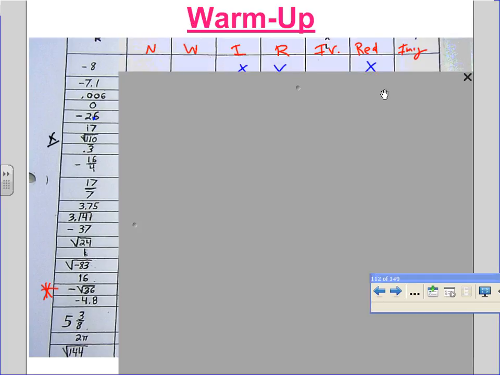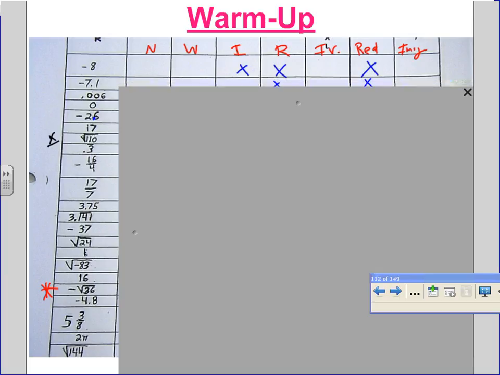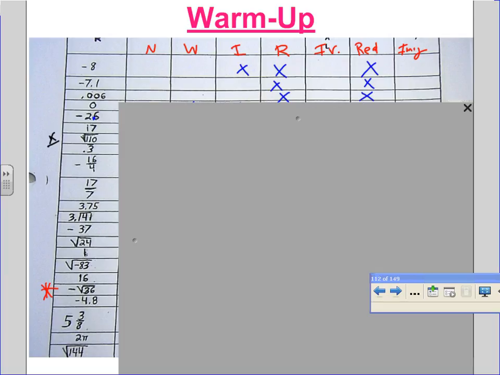Good. Integer, rational, real. And I just put the symbols up here because I couldn't fit the whole thing on here. Camille, how about -7.1? Good. Rational, real. 0.006, since I already pulled it down. Rational, real. 0, Ray. Yep. Good.